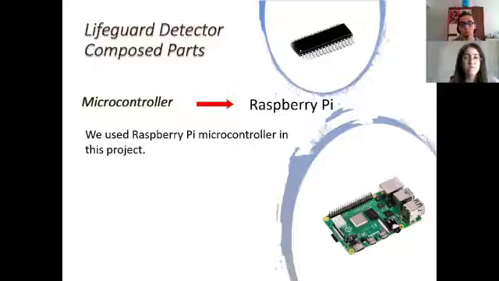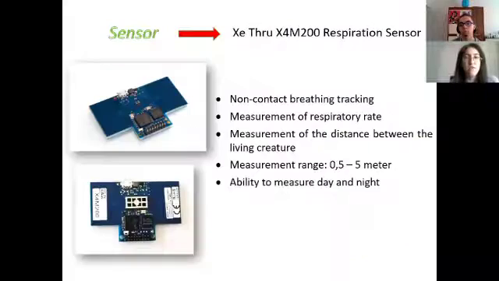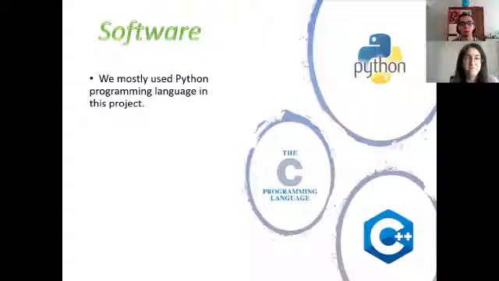Lifesaver Detector comes to the fore with its detector, microcontroller, software, and sensor. In our project, we use Raspberry Pi as a microcontroller. Our sensor does non-contact breathing following. It measures the distance between the living and the sensor. It can measure day and night regardless, and measure respiration rates. In this project, we mainly used the Python language.